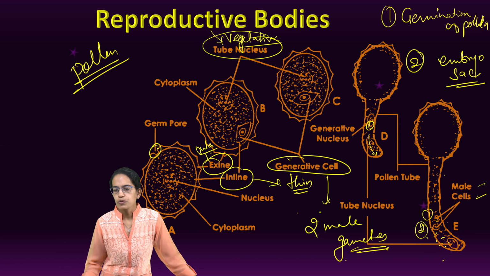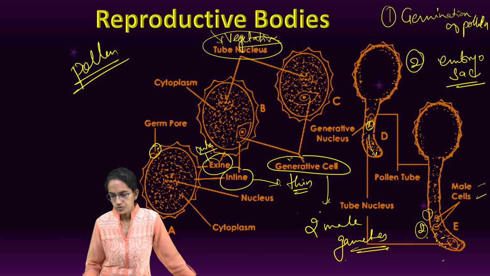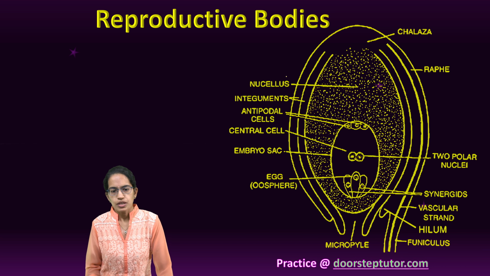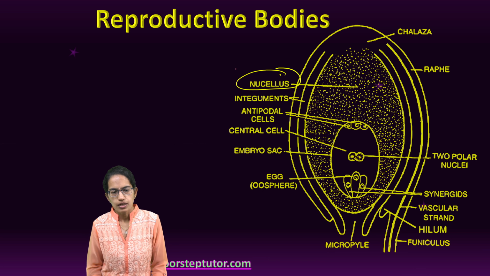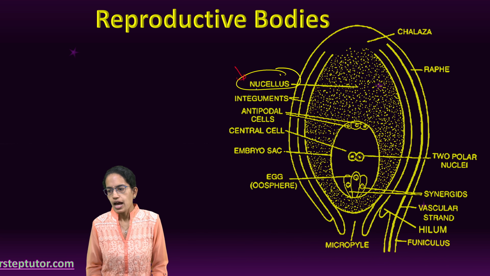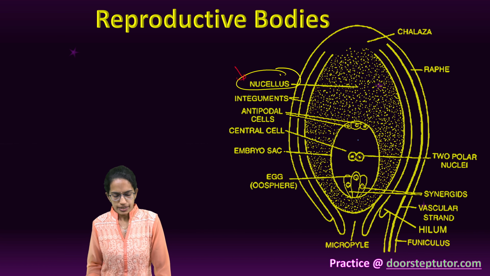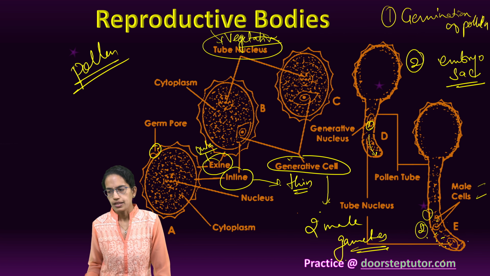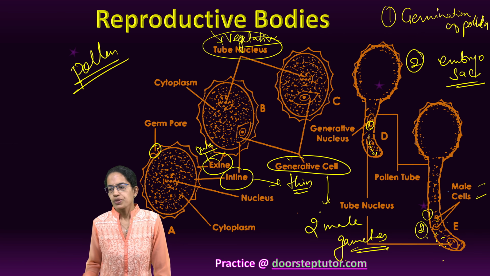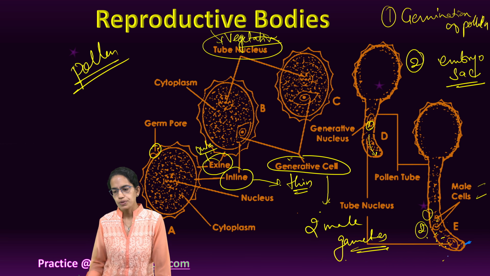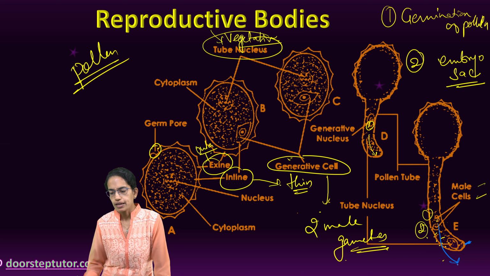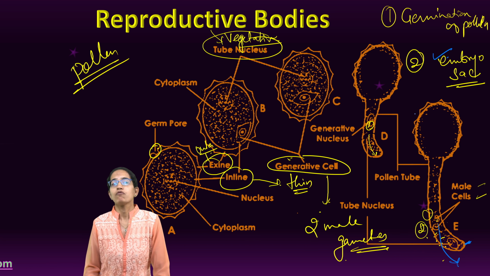The two male cells pass through the nucellus. That's another important part in the ovary. They pass through the nucellus and they finally enter into the ovary. And this is where the tip of the pollen tube ruptures and the two male gametes actually merge with the egg at the embryo sac.